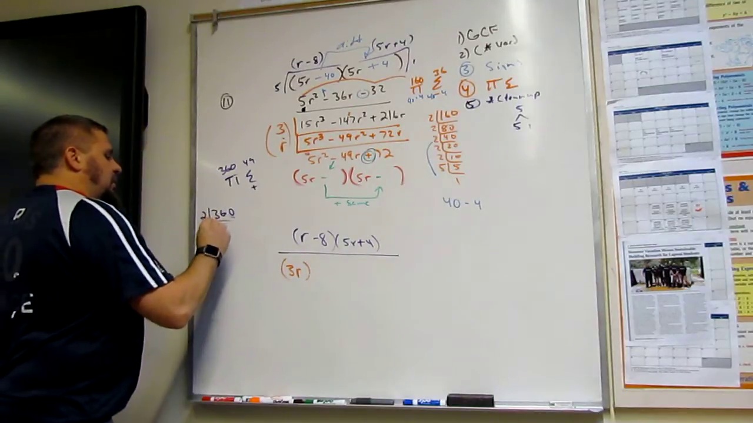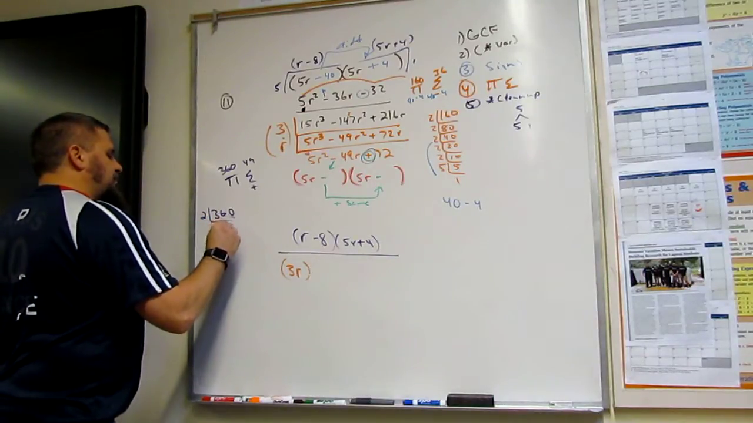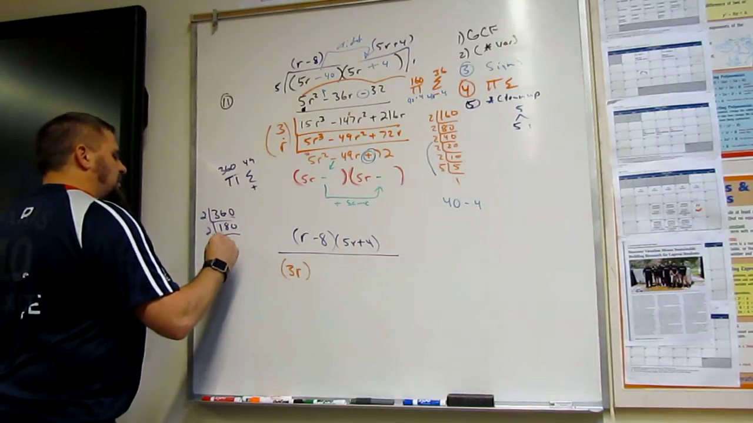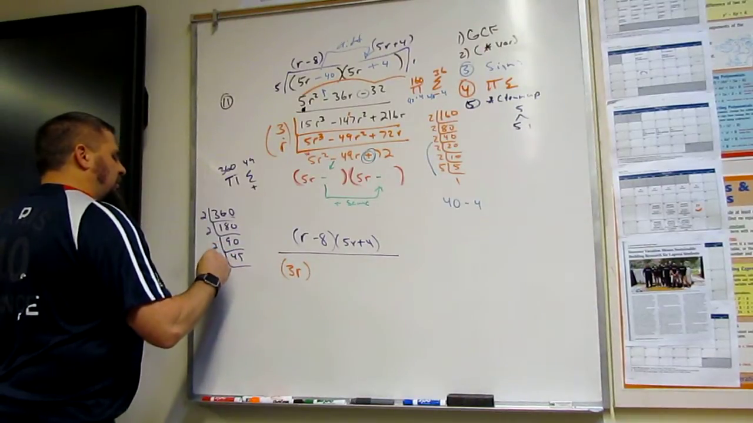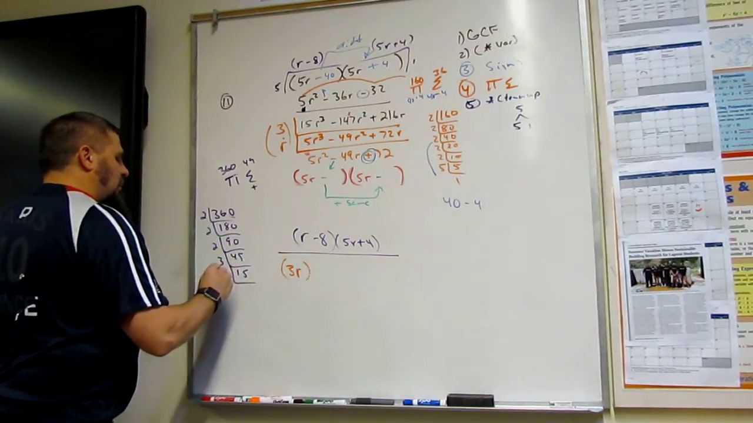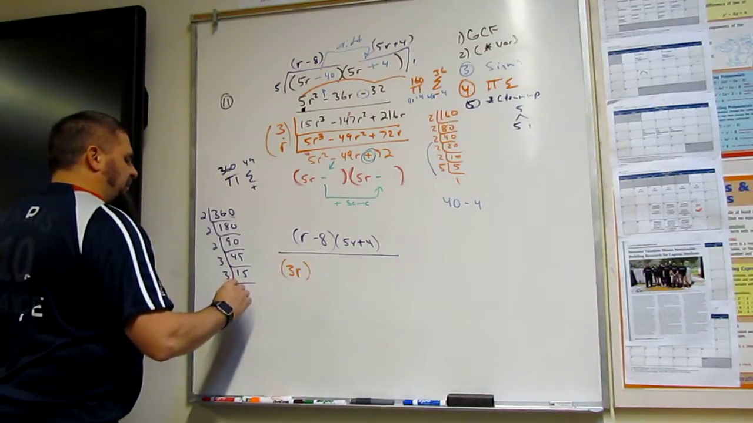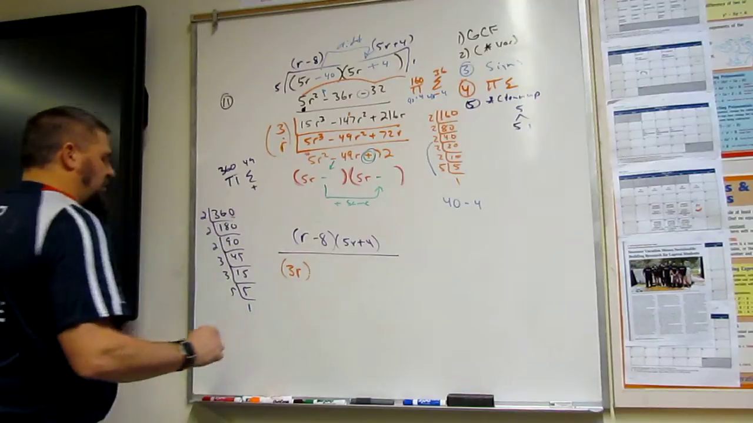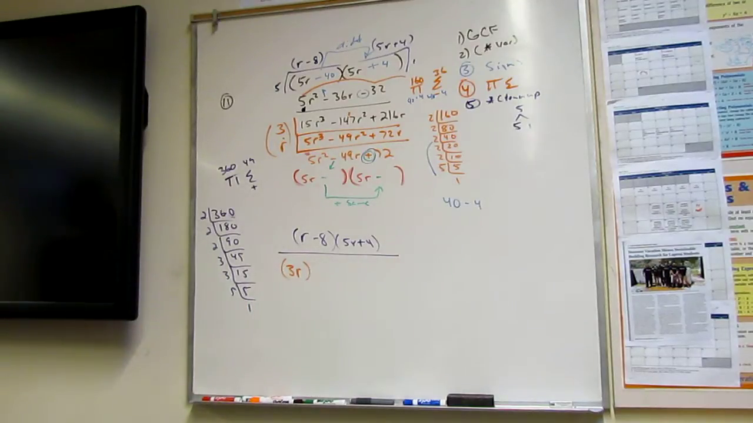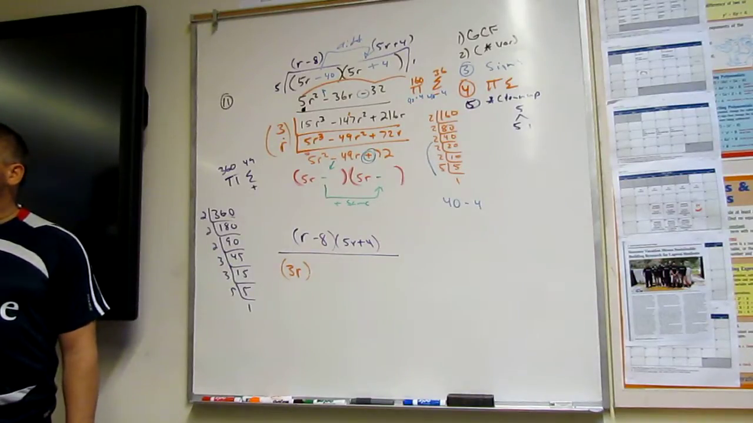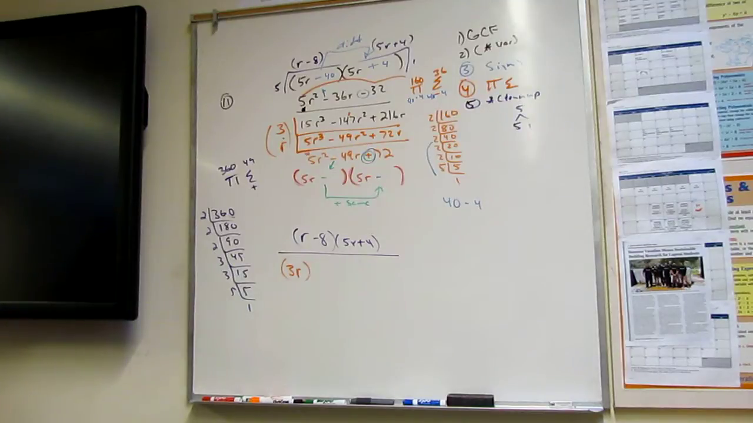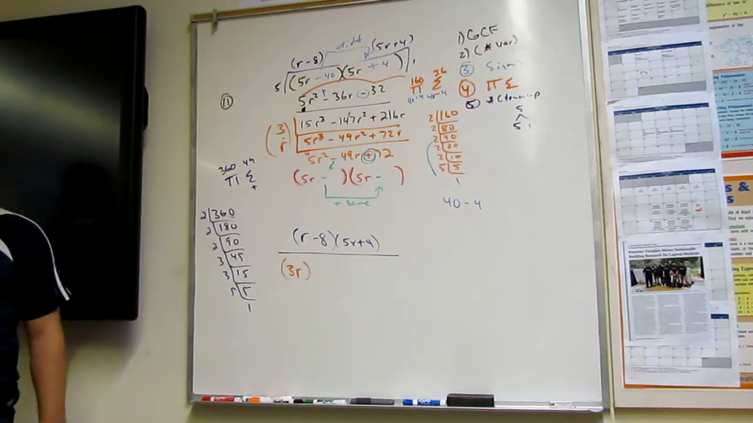Alright, 2 times what is 360? 180? 2 times 90? 2 times 45? 3 times 15? 3 times 5? 5? 1? Alright. That gives me all the numbers I can deal with. Now I could use 45 and 8, but that's not going to be 49, is it? Alright, well that didn't work out. But I know it's something close to that.